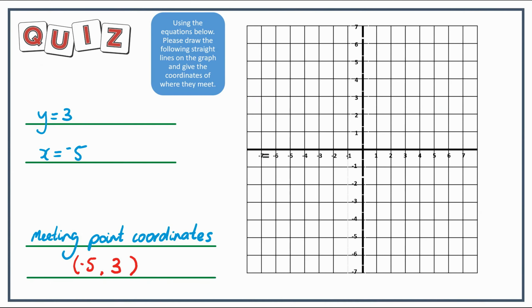And there we go. Another one. Here we go. Let's draw those lines. So I've got y equals 3 and x equals -5. And at what point do they hit? Right there. And the coordinates there is -5, 3.